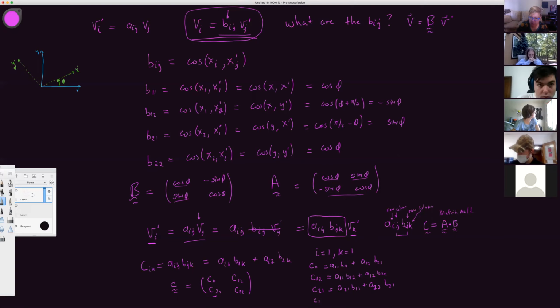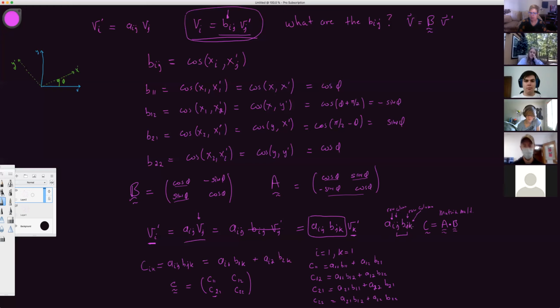And last but not least, C22 is A21 B12 plus A22 B22. I think I did that right. Let's look at that again. We'll have A21 times B12, and A22 times B22. So again, matrix multiplication. I'm just proving to you that this configuration is matrix multiplication.